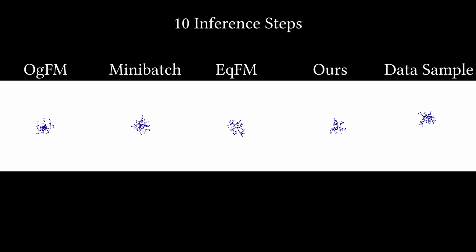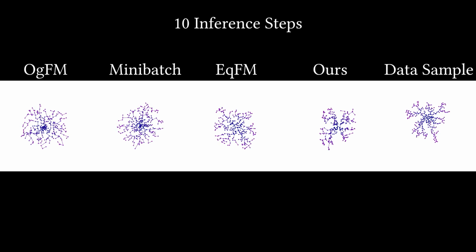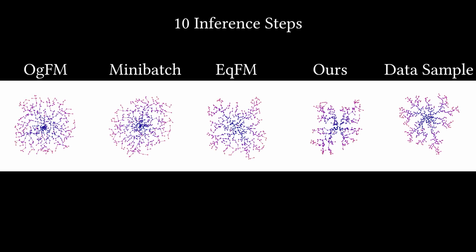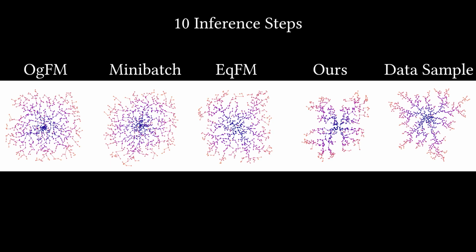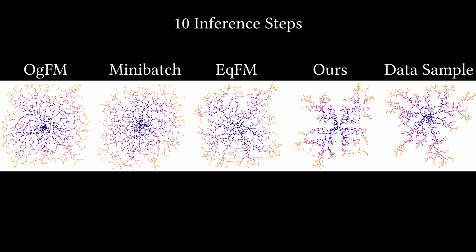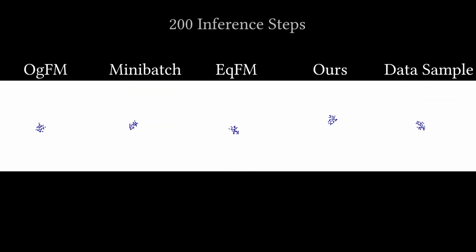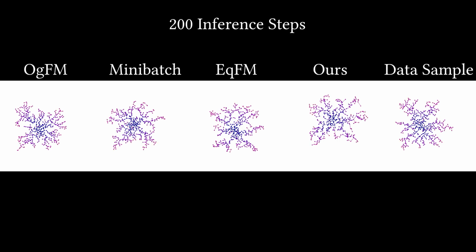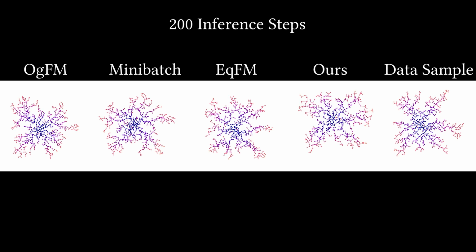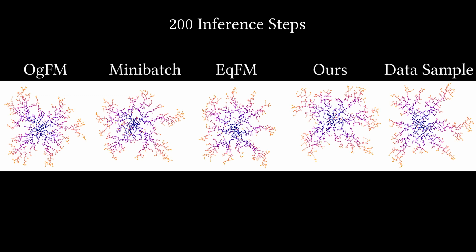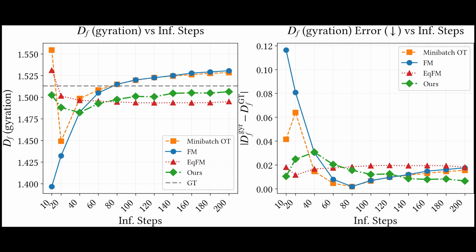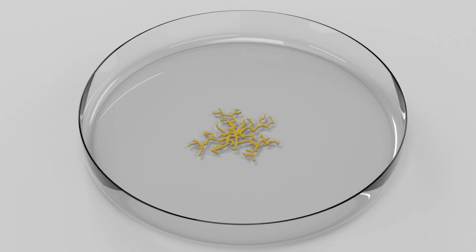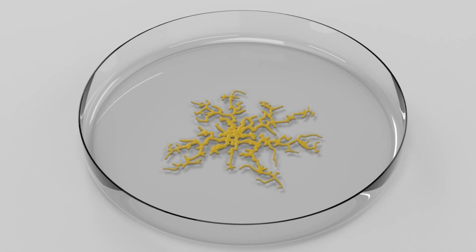We show a generated diffusion-limited aggregation process in XYT, where particles are ordered and visualized according to their aggregation time. We first show 10-step generation comparison, followed by 200-step generation results. We evaluate using the fractal dimension computed via the gyration method. We render our generated DLA process as the growth of a bacterial colony in a petri dish.